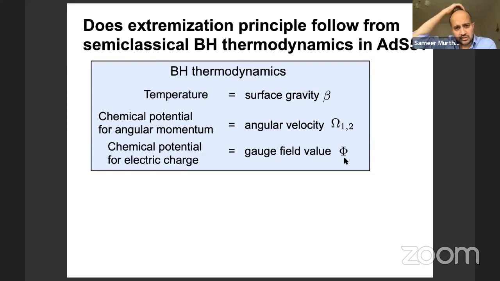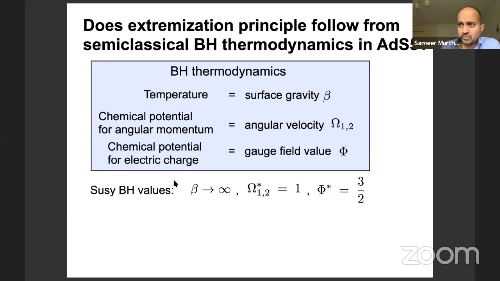So let's see what happens. If you start to do black hole thermodynamics, you write down this black hole solution, you have a temperature and some angular velocities and the gauge field. And you can measure all that, and these become the chemical potentials. And now here, if you've not seen this before, there's a small surprise for this supersymmetric black hole. If you measure the supersymmetric values, what you find is that the temperature goes to 0. That's not a surprise. And the chemical potentials get frozen to these values, 1, 1, and 3/2.